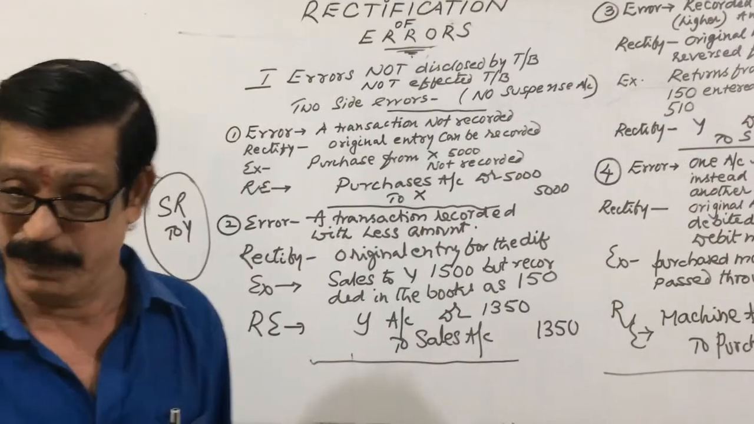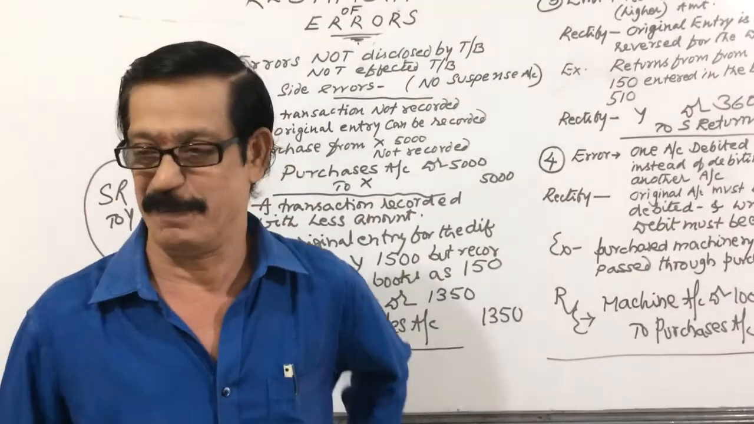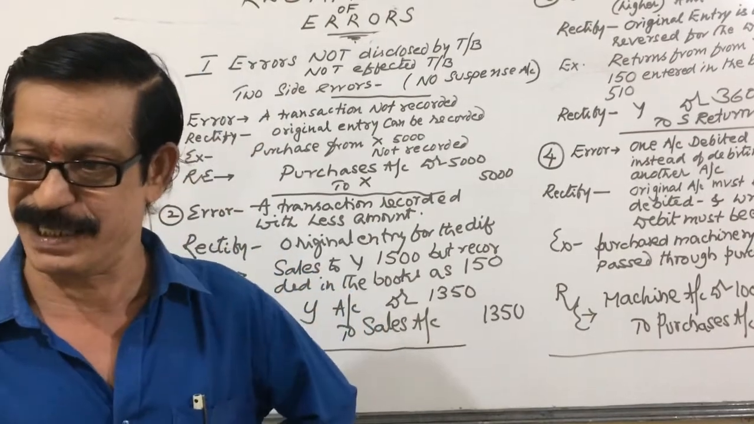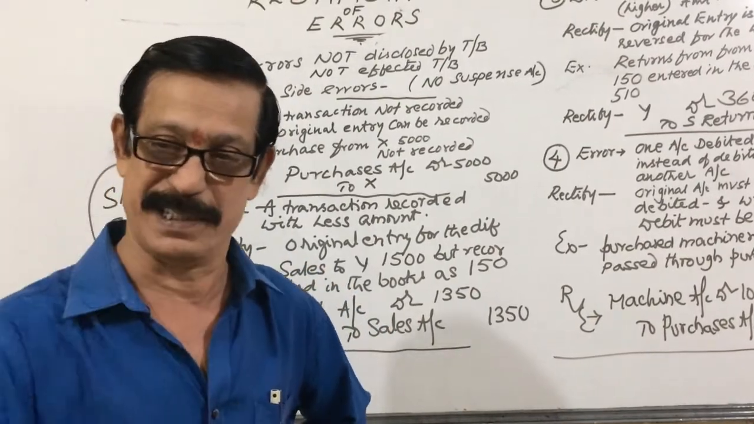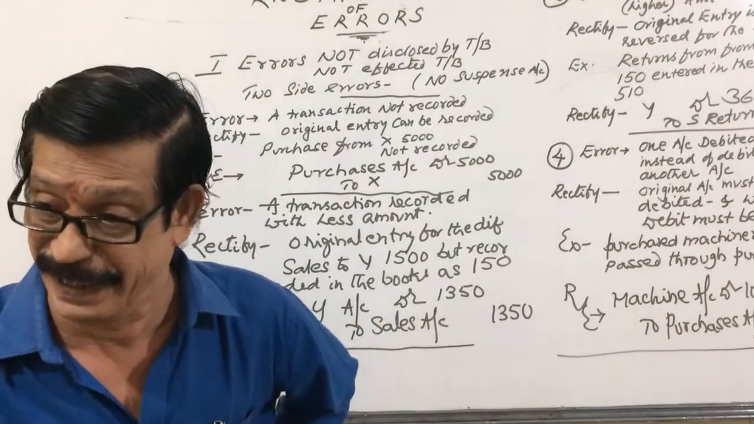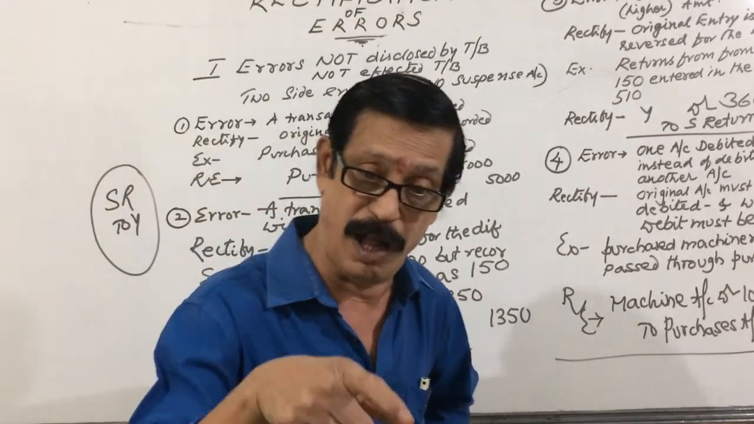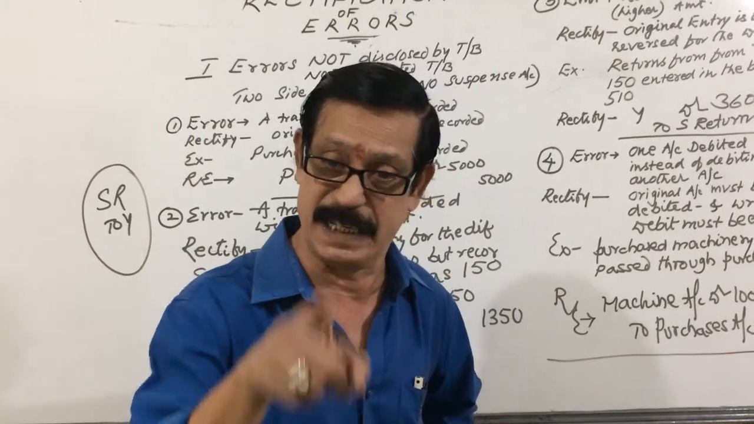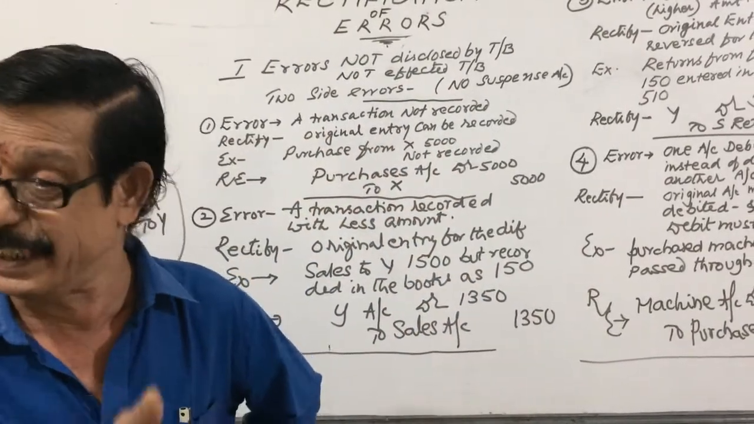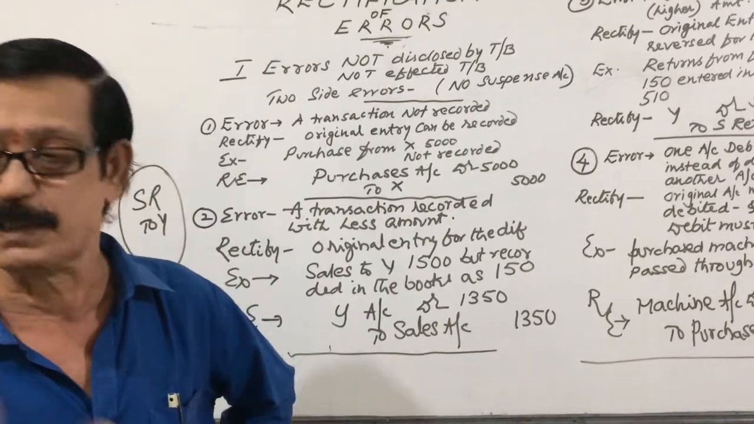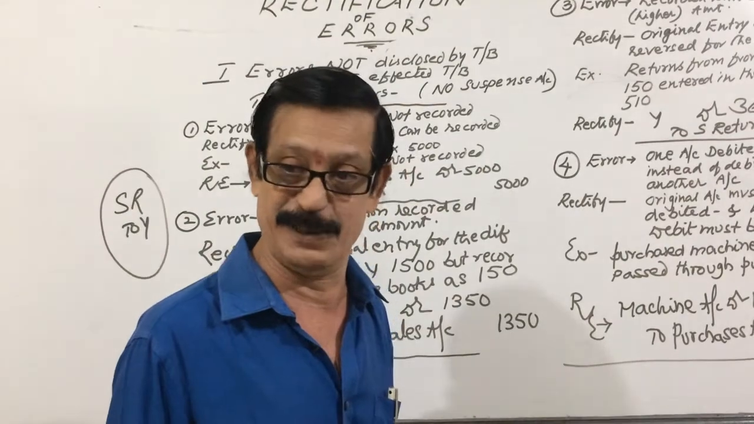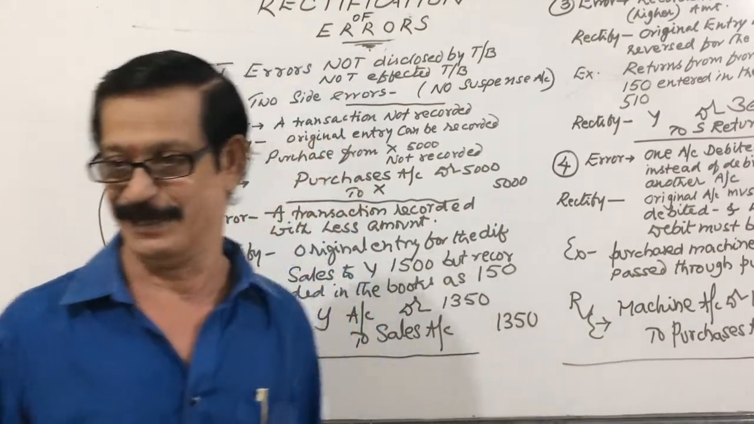Salary paid to typist, wrongly debited to typist account. When you paid salary, salary must be debited. When you paid rent, rent must be debited. All nominal accounts, if they are expenses, must be debited. So salary account debit. They wrongly debited typist, that must be credited. So what is the rectifying entry? Salary account debit to typist account.